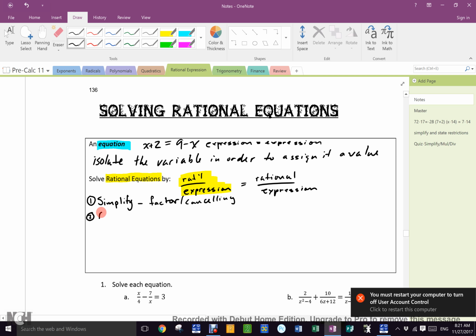Starts with an R. Yes, restrictions. We will state our non-permissible values. And what are those non-permissible values? Any denominator can't equal 0. Right? Everybody good?